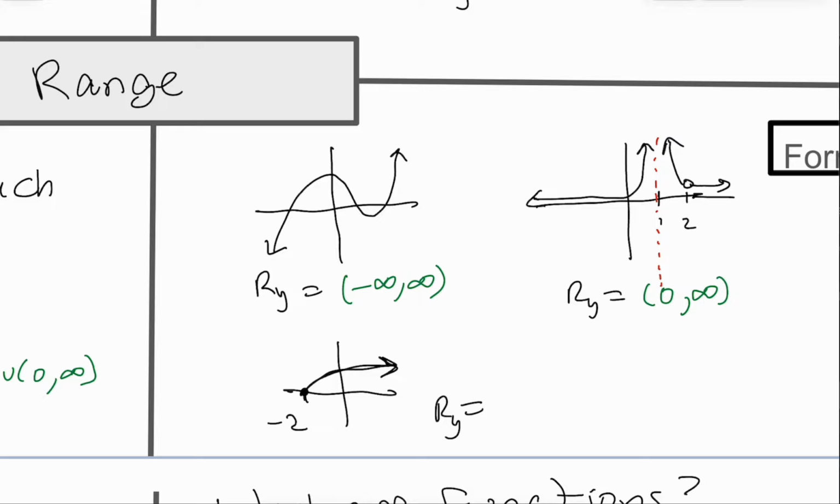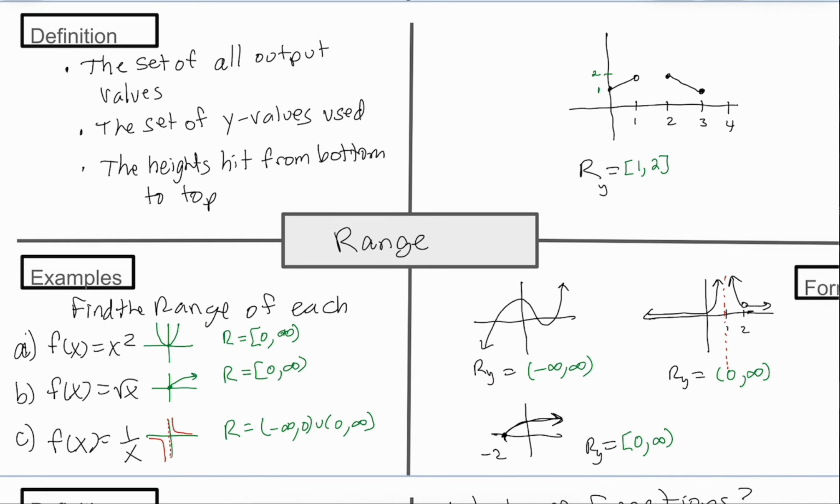And then there was this square root function that we used in domain. The lowest point is 0, and I can stand at that height, but I'm going to get as high as I need to. So that's some information about range.